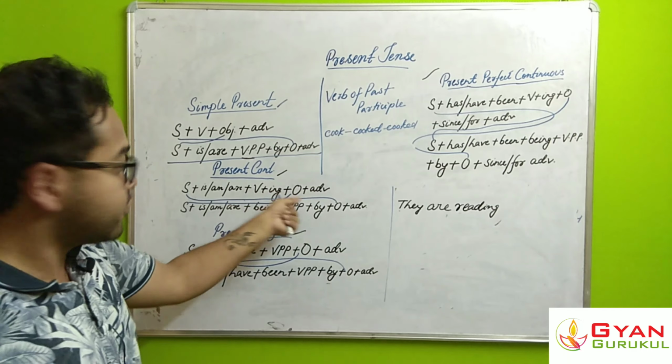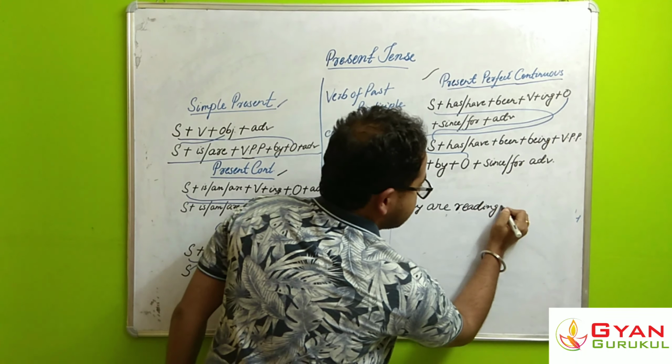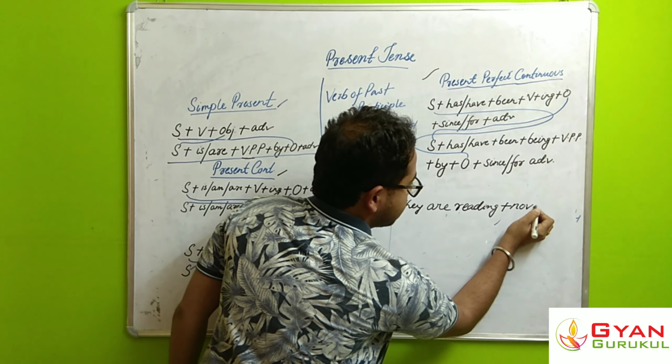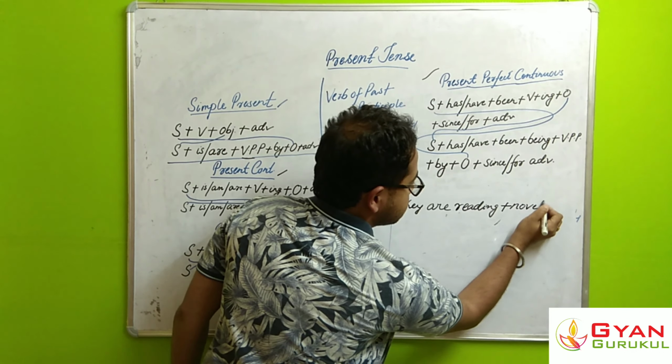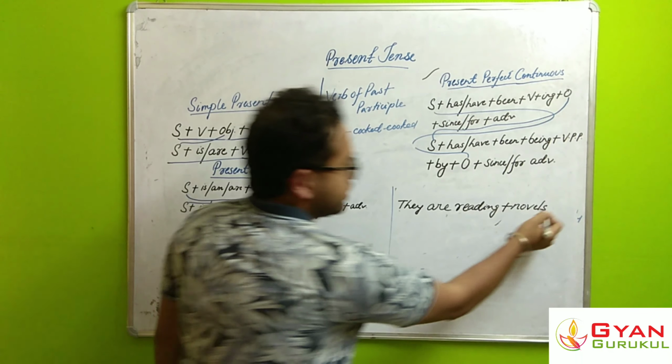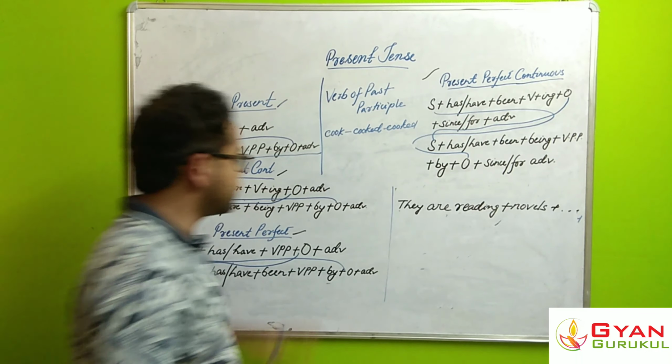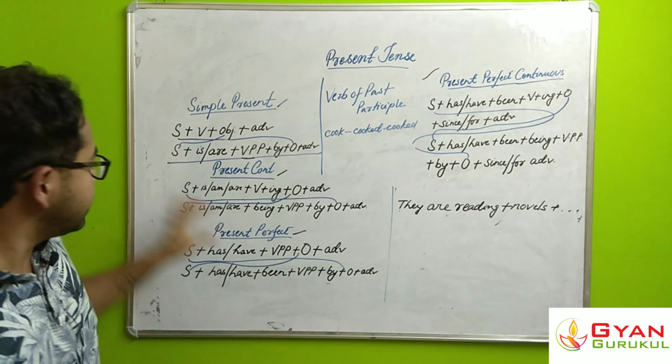Then we have to put an object. Of course, we can use an object. Suppose novels, they are reading novels. Next we have to put one adverb, or you can avoid the adverb, or you can put anything. That is just a structure. So we have written a sentence which is from present continuous tense. We have followed the same structure. They are reading novels. This is an active voice because by is not there. Now we will convert it into passive voice. How? Simple. We can just convert it.